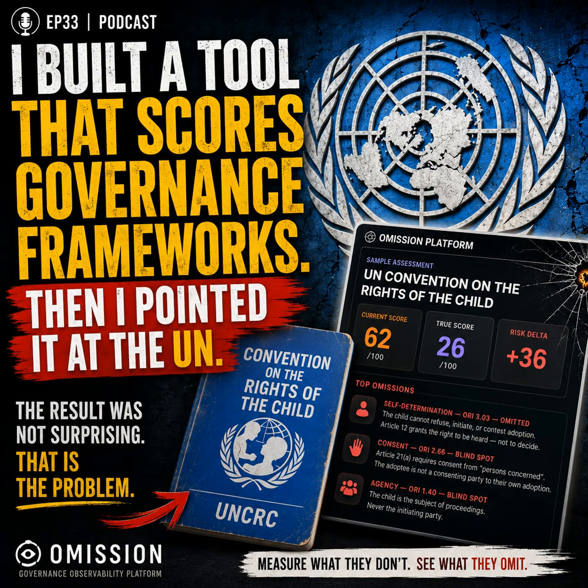in order of severity, starting with the absolute worst one. Right. The highest omission risk in the entire document is self-determination. And the ORI score for this is staggering. It hits 3.03. It crosses the threshold from blind spot into total structural erasure. It is officially classified as omitted. Because the visibility weight is just 5%.